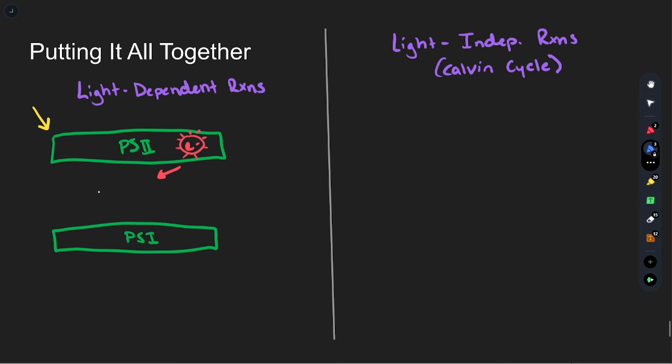The electron eventually reaches the cytochrome complex, this blue one being the cytochrome complex, where it uses the energy from the excited electron to pump protons. And ATP synthase uses the proton gradient that forms from pumping these protons to make ATP. And this goes to the stroma.